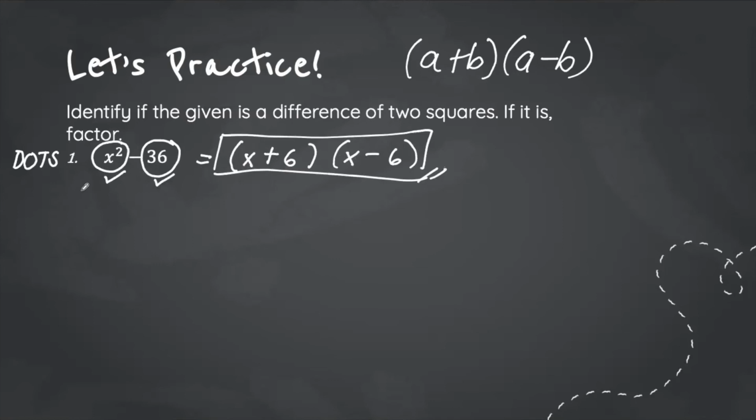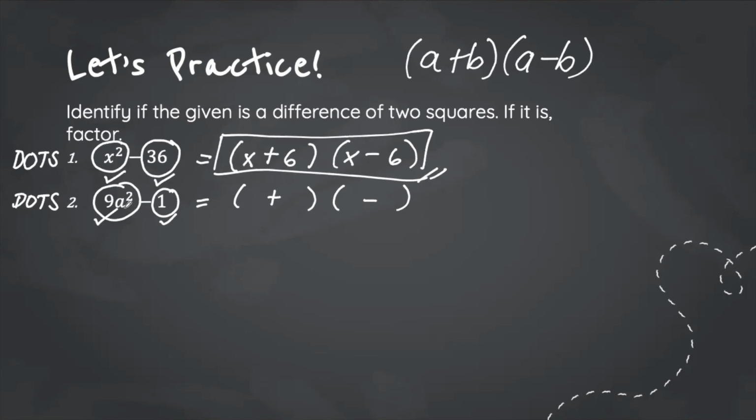Let's go to the second example. Let's identify if this can be solved using the method on the difference of two squares. Is the first term a perfect square? Yes. Second term a perfect square? Yes. Is one of the terms negative? Yes. So this can be solved using DOTS, or difference of two squares. So it will be in this form, plus here and a minus here.